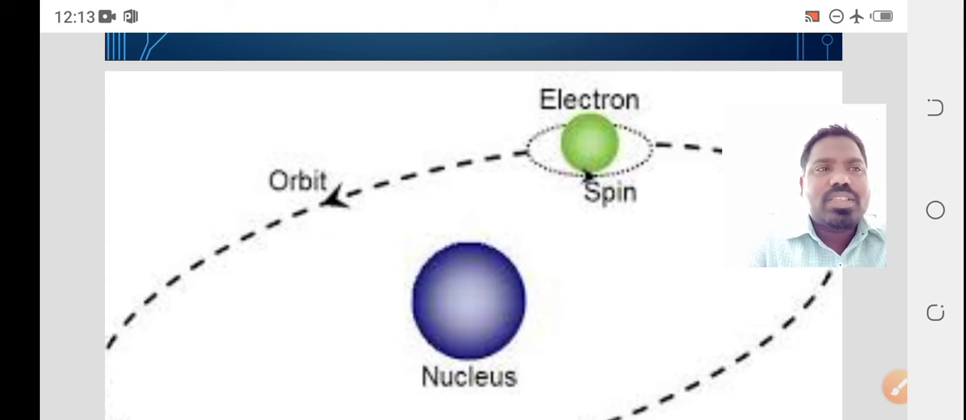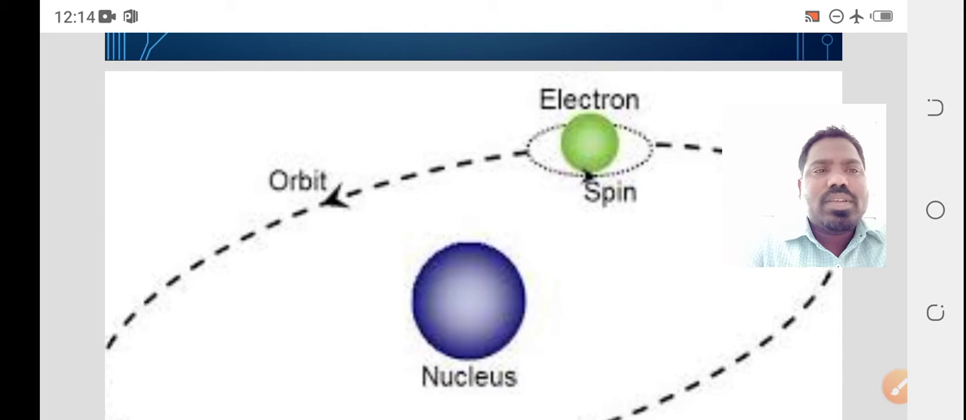Every atom is composed of primary or fundamental particles, that is electron, proton, neutron. Apart from these, many other particles are present, but mainly we are discussing only these particles. But here the behavior of an atom depends only on electrons. So electrons play an important role in determining the behavior of the atom.